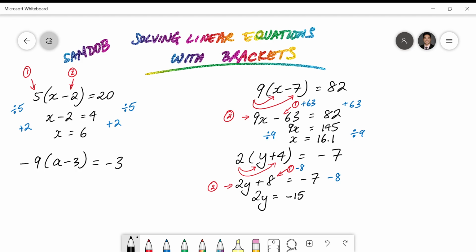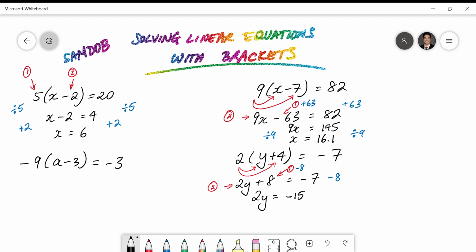So please make sure we've got a minus 7 here. We're going to take away another 8. So we're delving further into the negatives, and that's something that I want you to be mindful of. So we got now 2y is equal to negative 15.